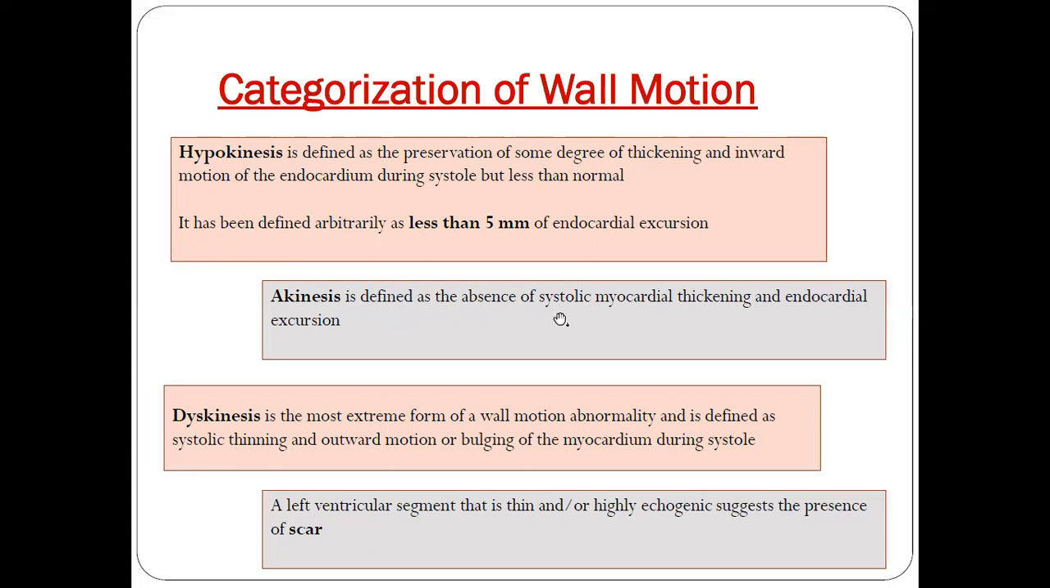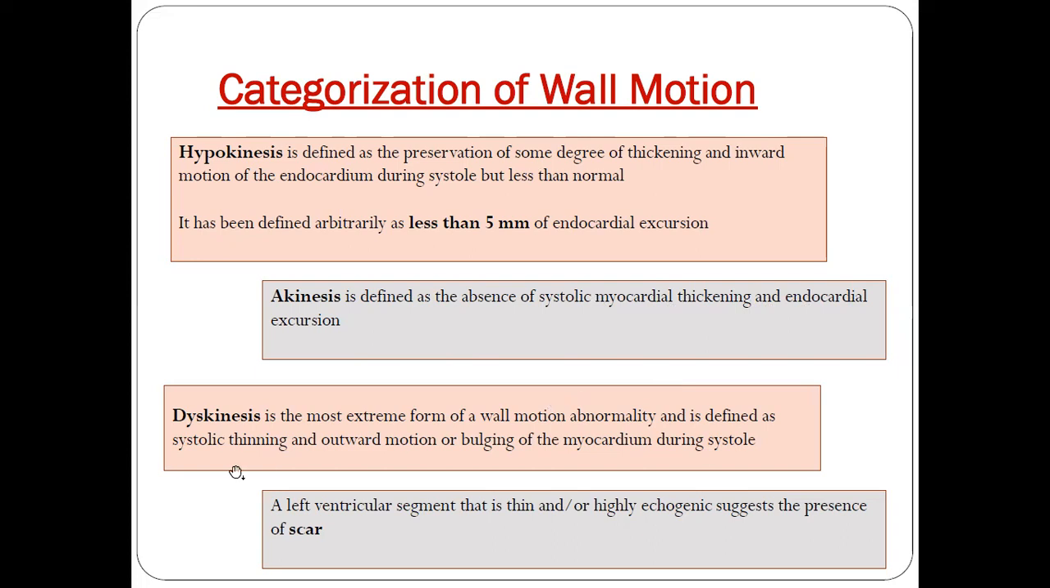Akinesis is defined as absence of systolic myocardial thickening and endocardial excursion. Normally there should be thickening of the myocardium during systole. In akinesia there is no thickening of the myocardium, and also no endocardial excursion. That is, the endocardium is not coming inside, and movement is not there.